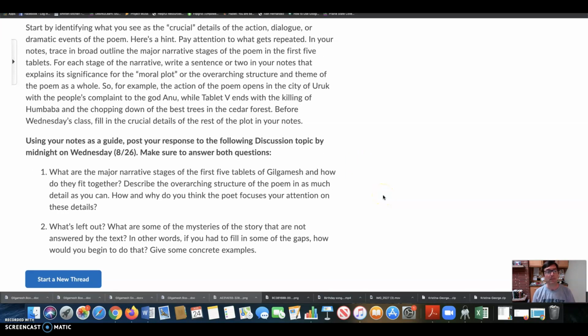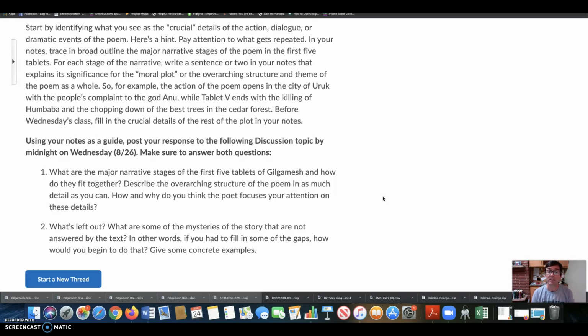The first question: what are the major narrative stages of the first five tablets of Gilgamesh, and how do they fit together? Try to think about how those narrative stages fit together. Describe as best you can, in as much detail as you can, the overarching structure of the poem from tablet one to tablet five, those first five tablets.